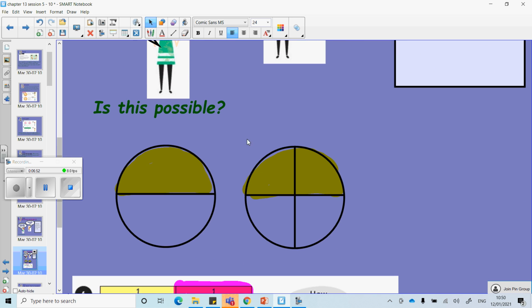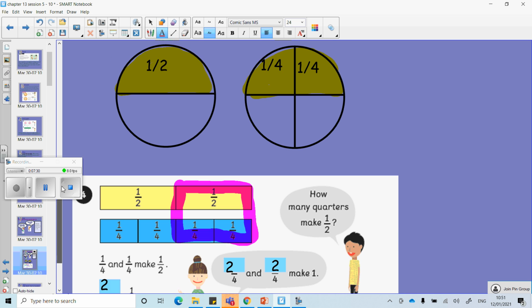So hopefully your circles looked a bit like this. This circle on the left has 2 slices only, so we can say that this is 1/2. And now over on this side, this one was cut up into quarters. So I can say that 1/4 and 1/4, that makes 2 quarters, is the same as 1/2. Okay, let's have a look a bit further down too.